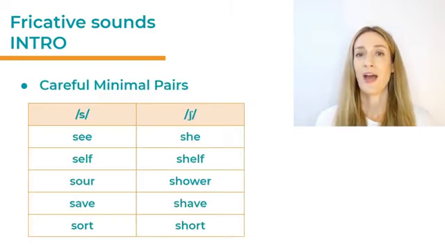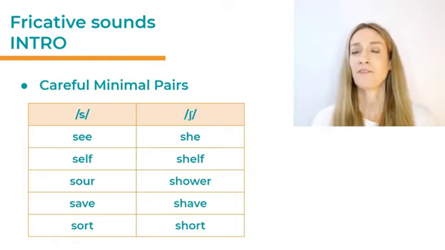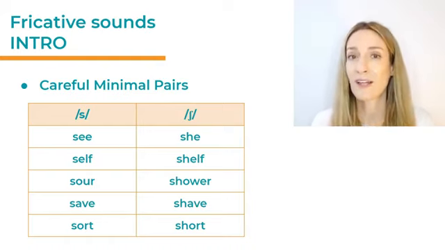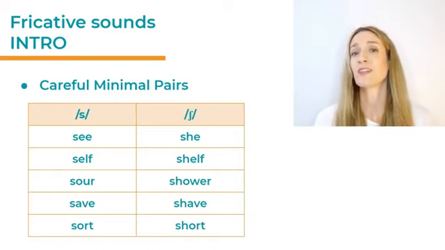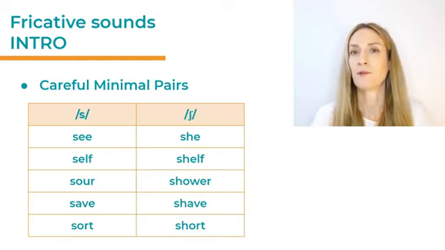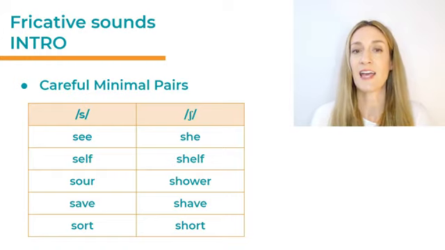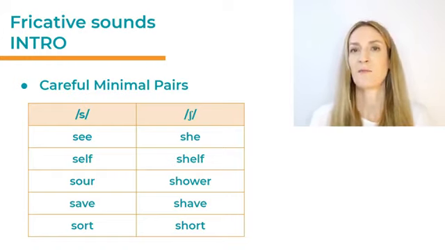Now we do have minimal pairs for some of these sounds. Remember, minimal pairs are a pair of words where everything is exactly the same, all the sounds are the same apart from one sound in the same position. That is the only difference, but the two words have a very different meaning. And here are some minimal pairs for s and sh first. So let's have a look at these minimal pairs.